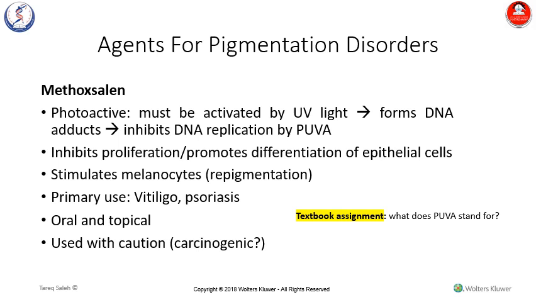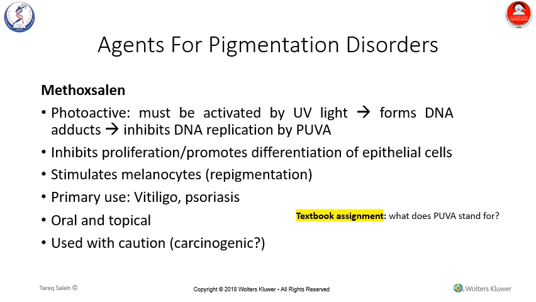Methoxsalen, once activated, inhibits the proliferation and promotes the differentiation of epithelial cells, and that results in the stimulation of the melanocytic activity. So methoxsalen is an activator of melanocytes. And once melanocytes are activated, they start secreting excessive amounts of melanin, resulting in repigmentation. That's why methoxsalen is useful for the treatment of hypopigmentation disorders such as vitiligo, as well as psoriasis.